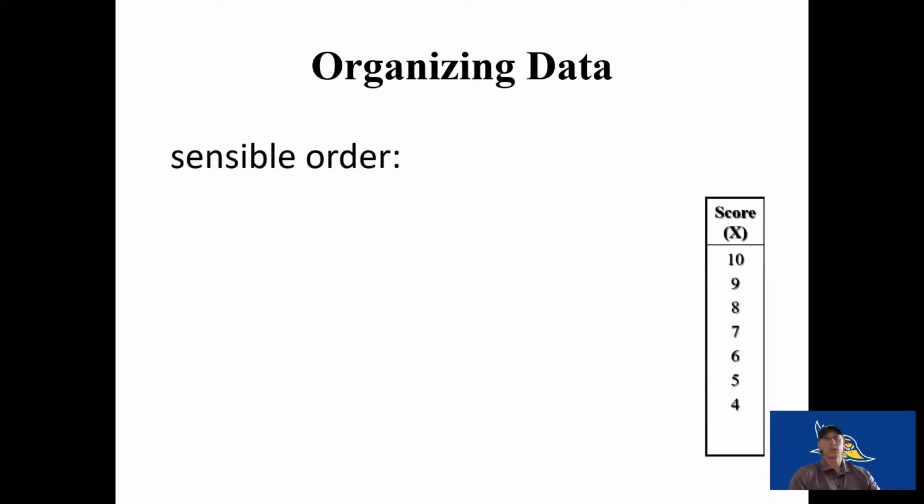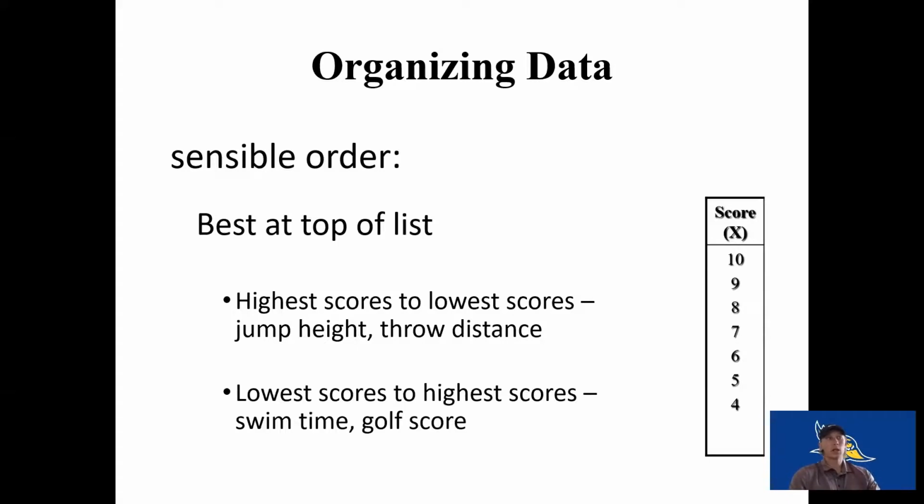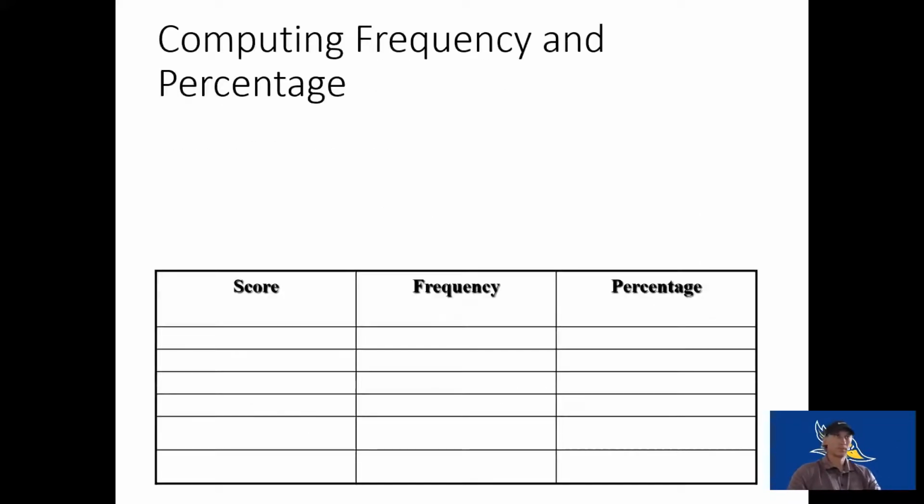So first of all, I recommend putting them in a sensible order. So maybe best at the top, so highest to lowest, or lowest to highest. Think about it value based. If 10 is perfect, put 10 at the top. Or if you have something like times in a race or golf, maybe lower numbers are better, put those at the top. Okay, so we have all of these numbers.